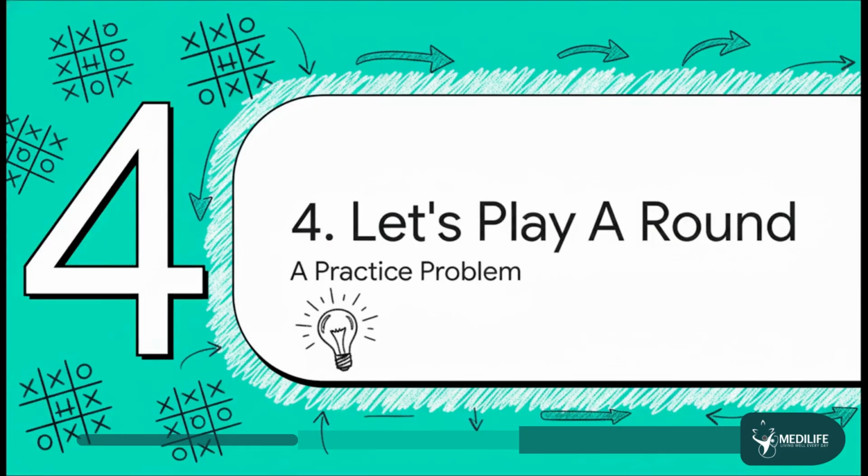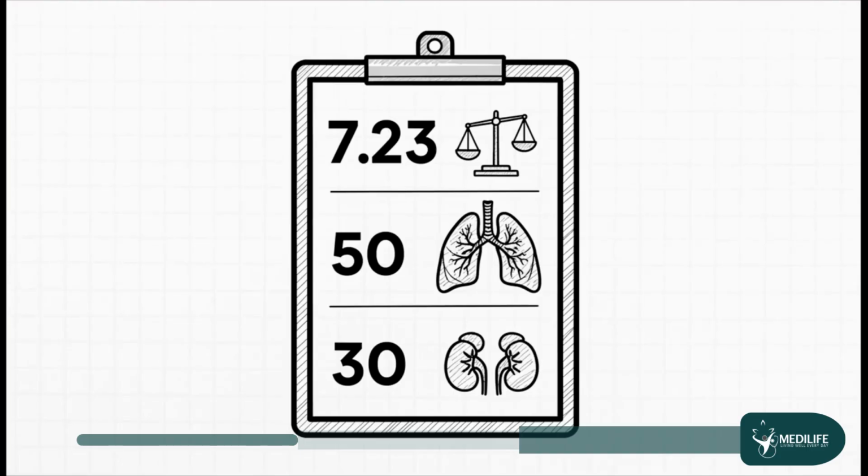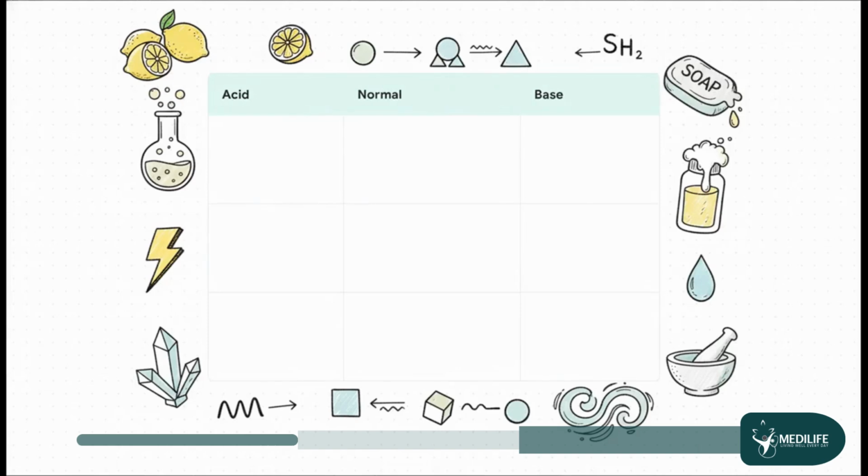All right, enough theory. We know the rules, we've got our game board ready. It's time to actually play. Let's walk through a real example together, step by step, so you can see just how slick this method is. Here we go. Here are our patient's stats: a pH of 7.23, a PaCO₂ of 50, and an HCO₃ of 30. We have everything we need to solve this puzzle. And here's our blank canvas, a clean tic-tac-toe board with 3 columns: acid, normal, and base. Our job is just to figure out where each of those 3 values belongs.